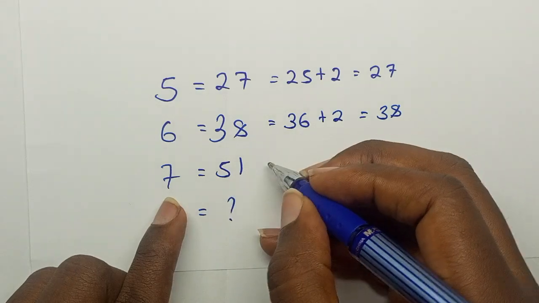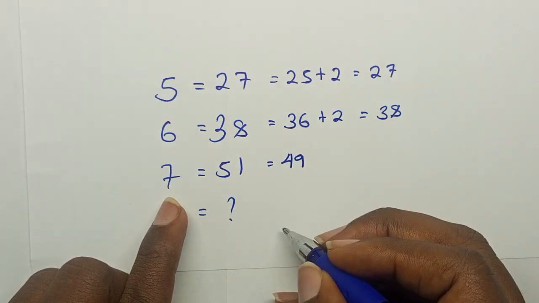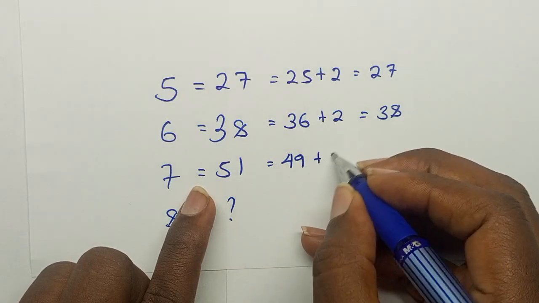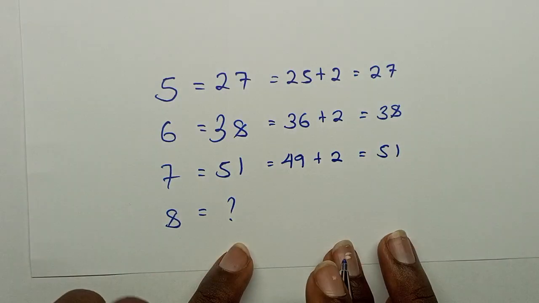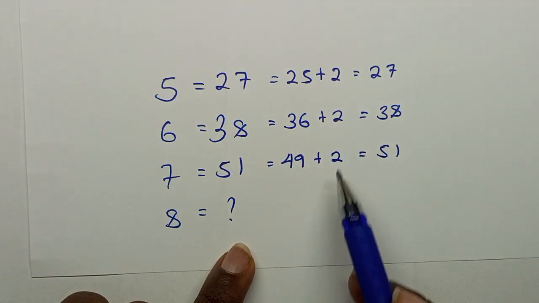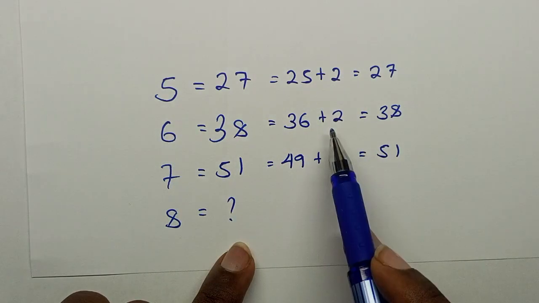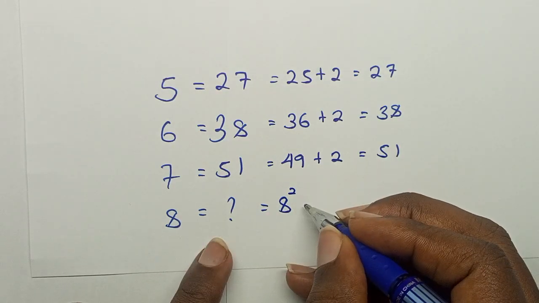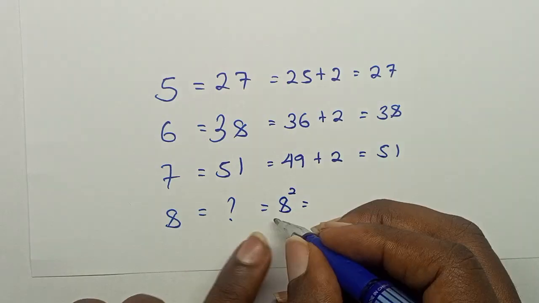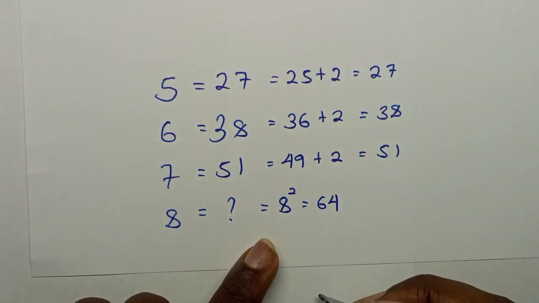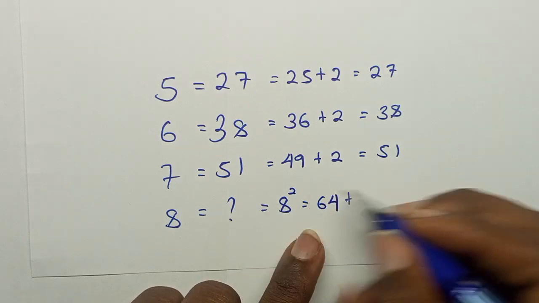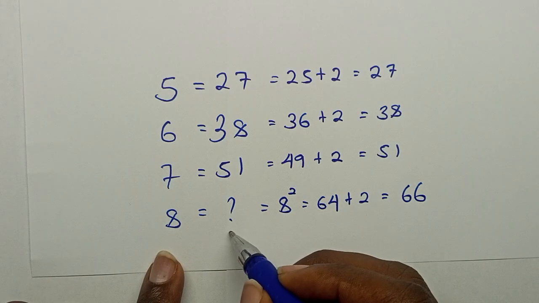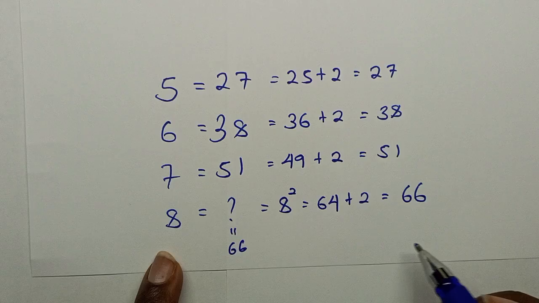And if you square 7, you get 49. But here we have 51. So to get 51 minus 49, here they added 2. That means it follows the same pattern. You find the square of that number and add 2. So we shall find the square of 8, which is 64, and then add 2 to find this value. So it will be equal to 66. The next value here is 66.